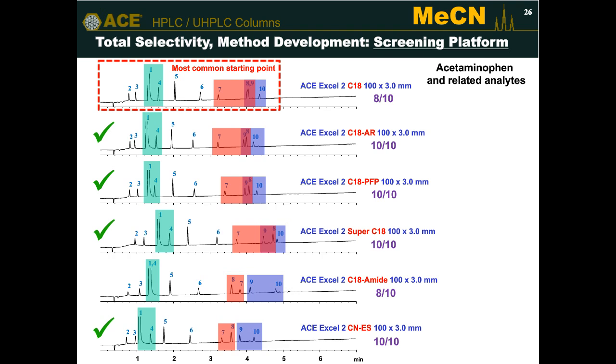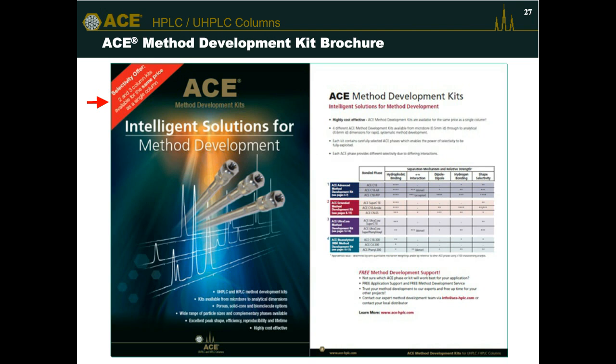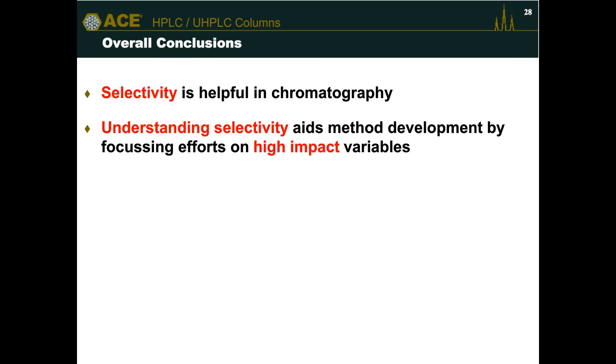Now, we have a method development brochure which gives you more information on the phases that I've talked about, and also you can see there the table of mechanisms of interaction is also within that brochure to help you understand the different column chemistries and how we design them. So just bringing the talk to a close now to give us a chance for Q&A and so on.